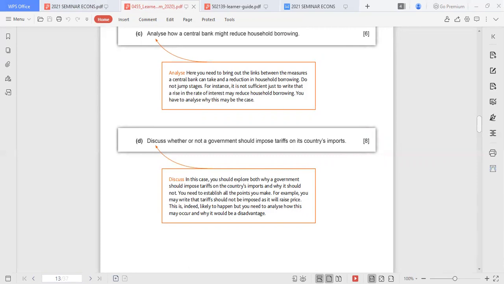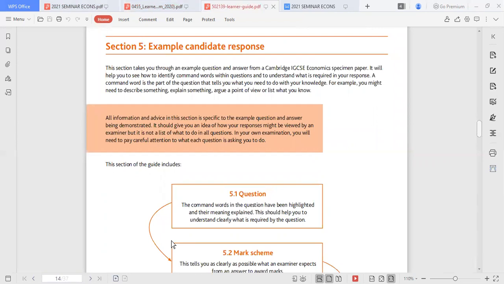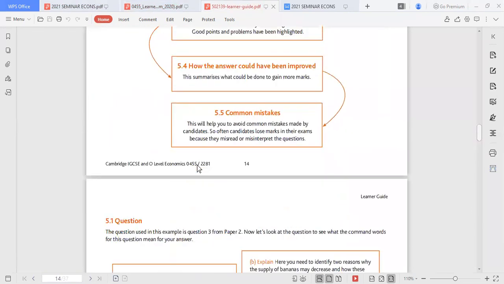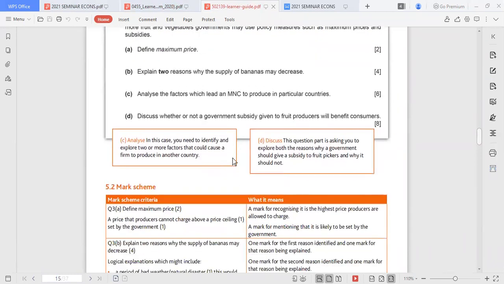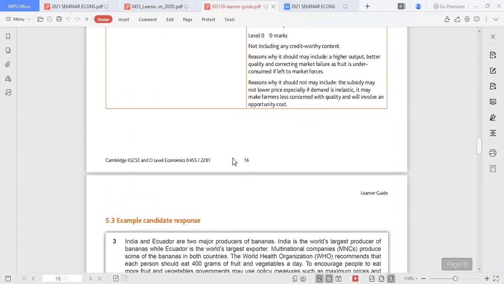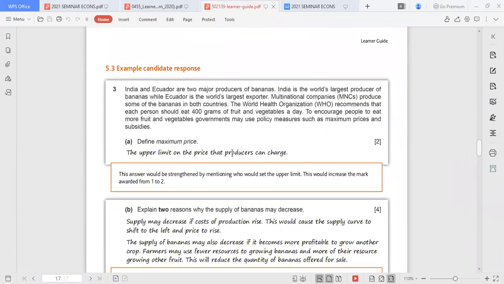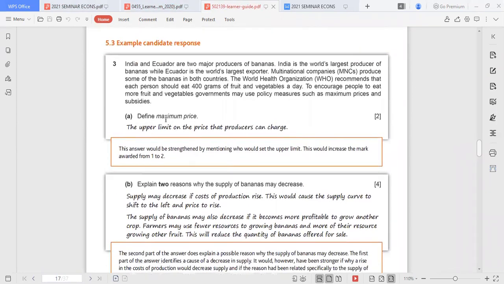On the other hand, all right, let's look into the example candidate response. Simple question, identify. Let's look into the candidate answers. That is most important. Example candidate response: define maximum price. The upper limit on the price that producers can charge. This answer should be strengthened by mentioning who would set the upper limit. This will increase the mark awarded from 1 to 2.